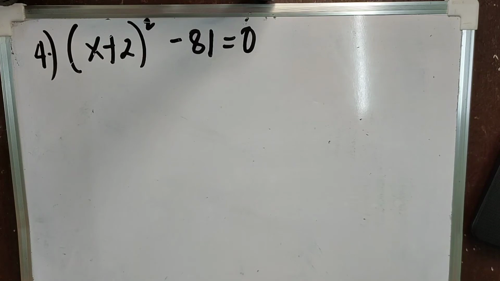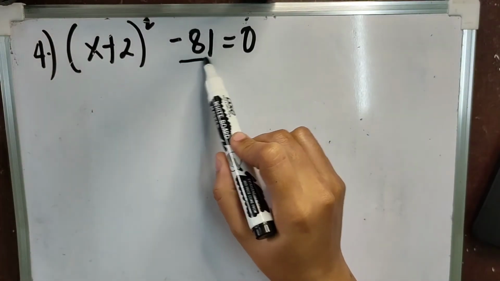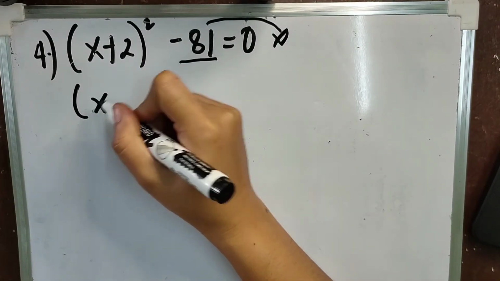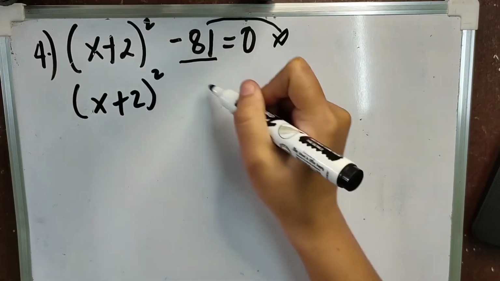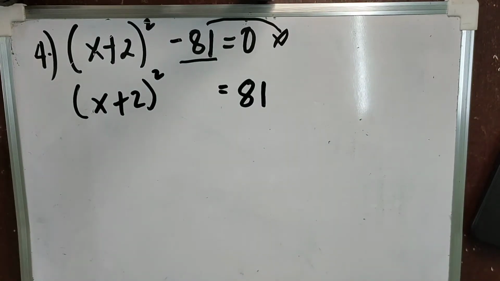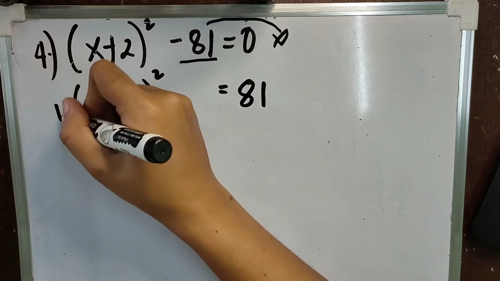Okay, let's have example number 4. The quantity of x plus 2 squared minus 81 equals 0. Okay, transpose the negative 81 to the right side. So we have x plus 2 squared equals positive 81. And then, apply the square root property.